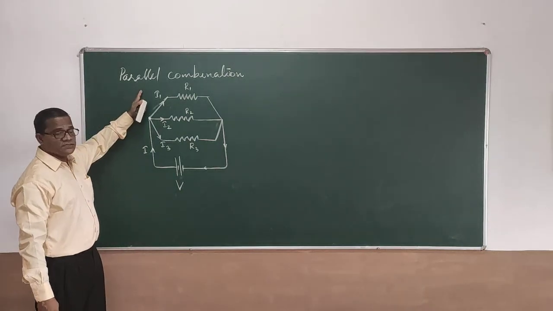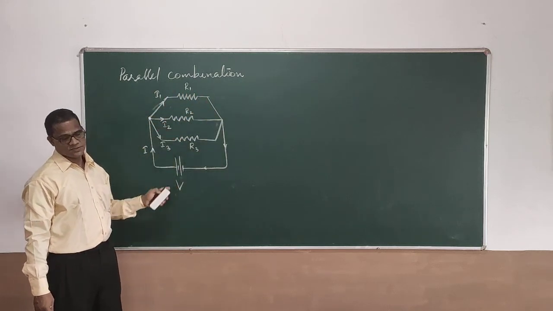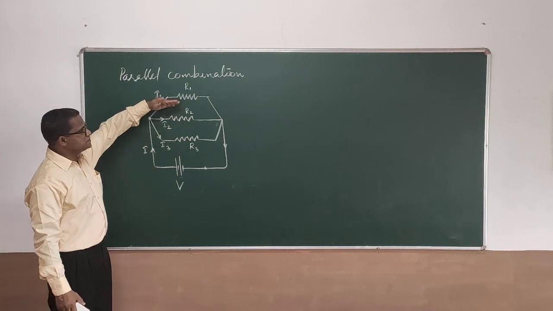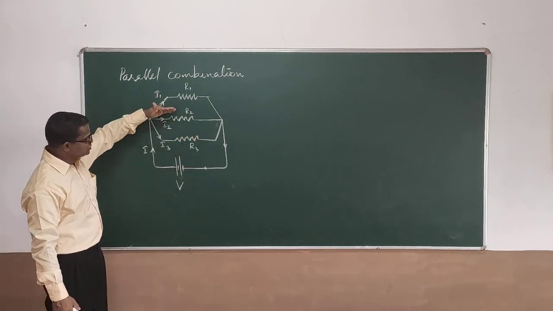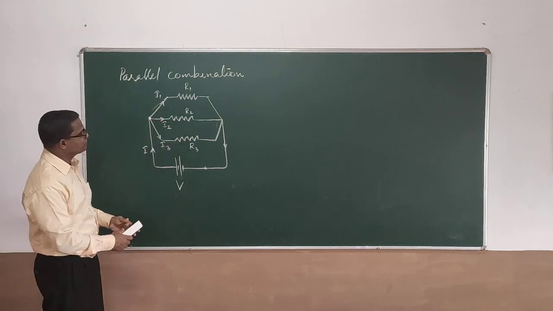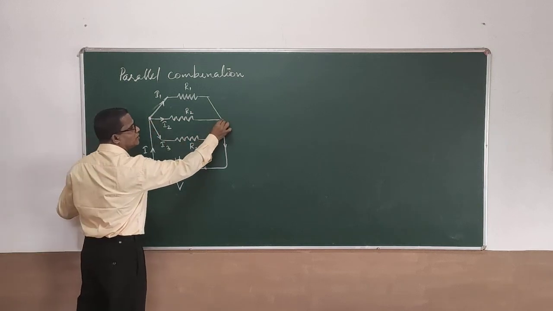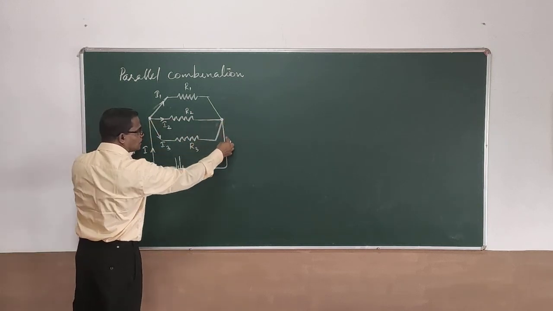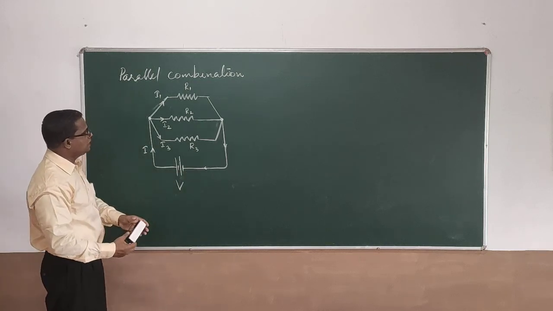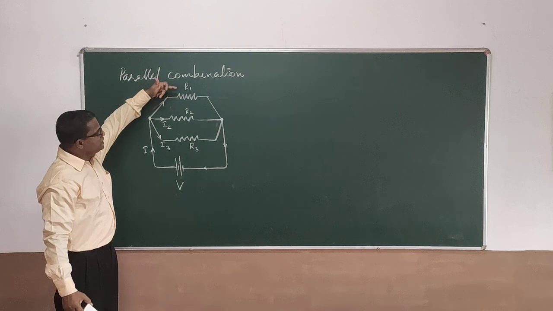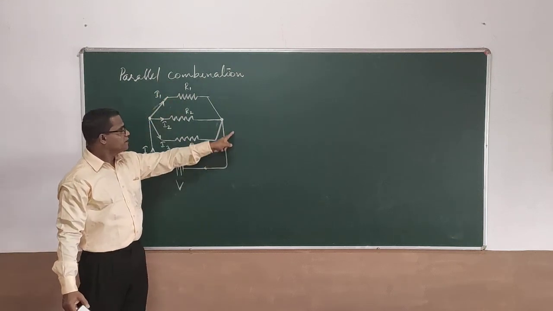Now we consider the next combination, parallel combination of resistors. I consider three resistors R1, R2 and R3 connected in parallel. This connection is called parallel connection, one below the other, so that the common points all come together across the potential difference.